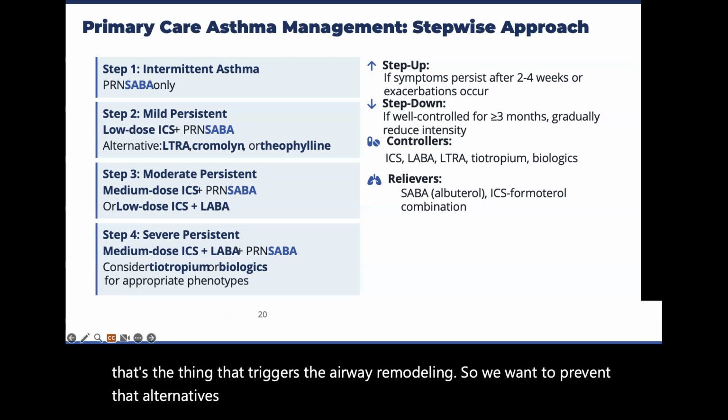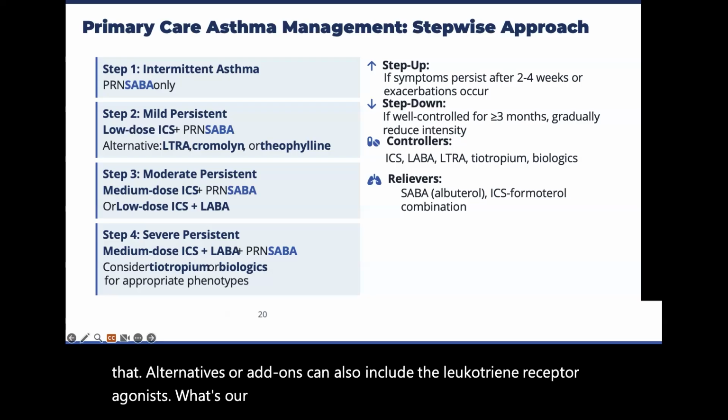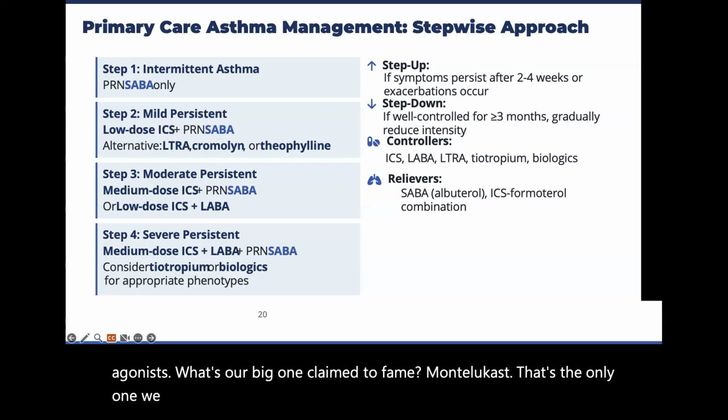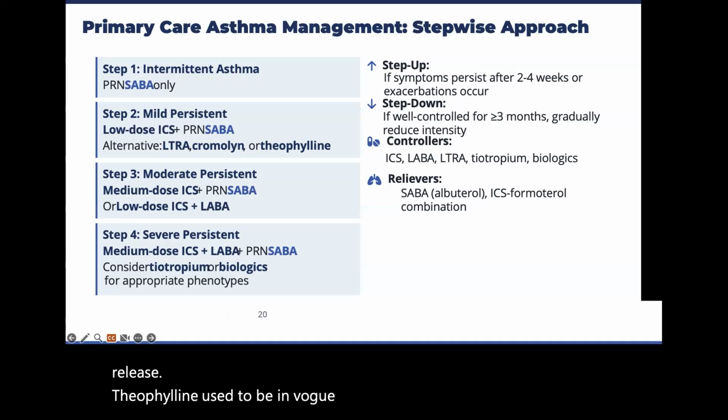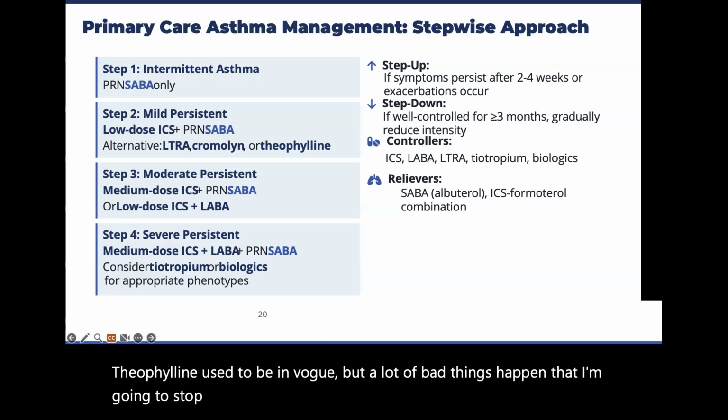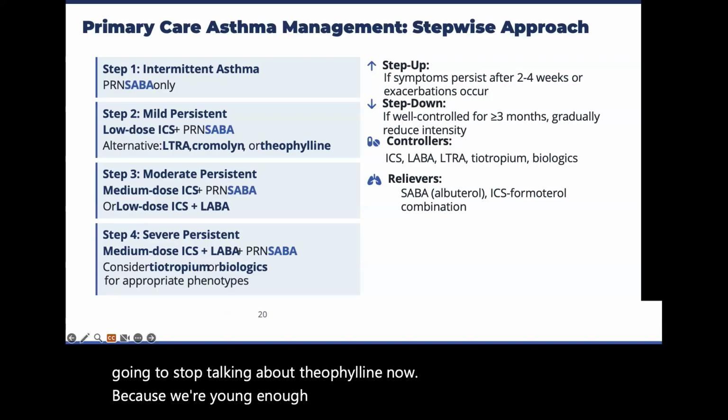Alternatives or add-ons can also include the leukotriene receptor antagonists. What's our big one, our claim to fame? Montelukast. That's the only one we got. And so that's one way to also do that. Cromolyn is a stabilizer of mast cells, so you can do cromolyn. This prevents histamine release. Theophylline used to be in vogue, but a lot of bad things happened, and I'm going to stop talking about theophylline now because we're young enough that we don't have to dig up the past.